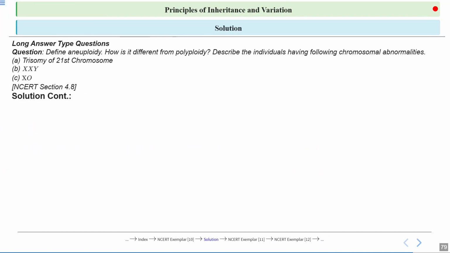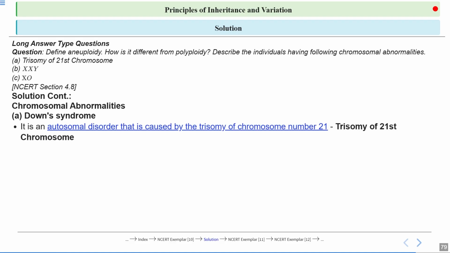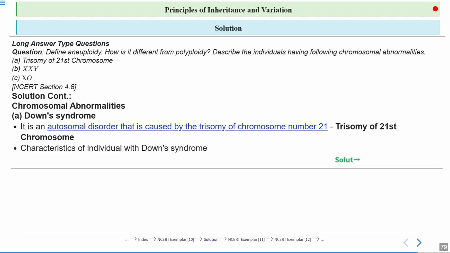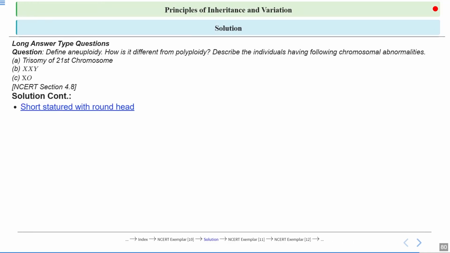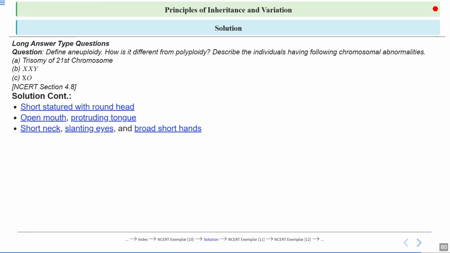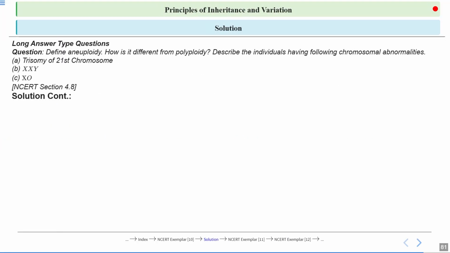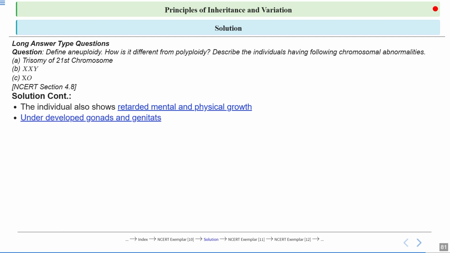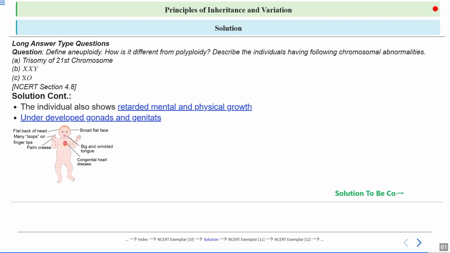Then the XXY condition. This is a chromosomal abnormality. Down syndrome is also a chromosomal abnormality. It is a trisomy of the 21st chromosome, meaning there are three copies of the 21st chromosome. Characteristics of Down syndrome: short stature with round head, open mouth, protruding tongue, short neck, slanting eyes, broad, short hands. So these are some symptoms of Down syndrome. The person will be mentally retarded. Physical growth will be retarded, with underdeveloped gonads and genitals. This is an image showing a child having Down syndrome.